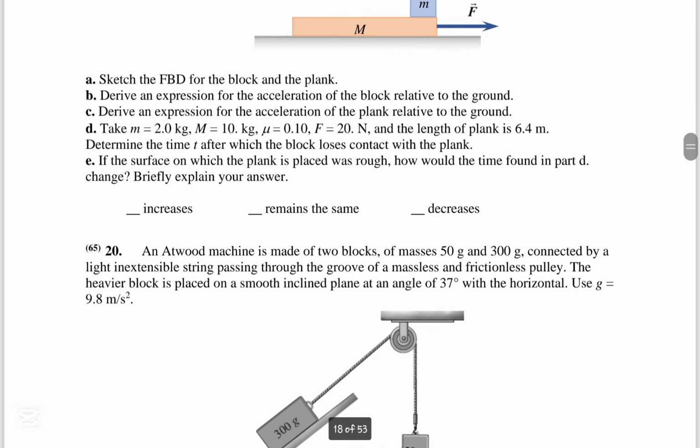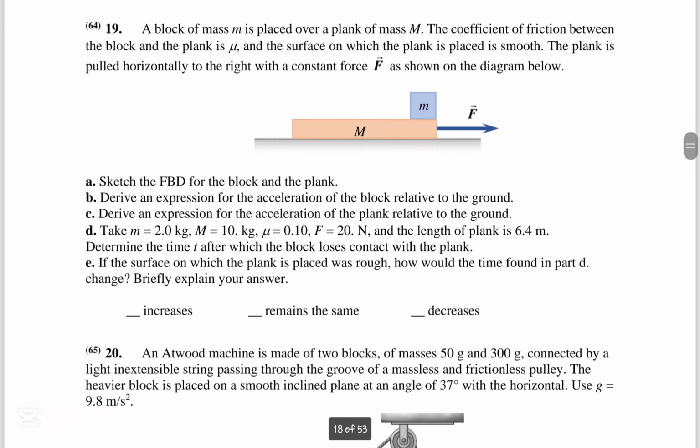We'll now move on to part E. If the surface on which the plank is placed was rough, so now there's going to be additional friction, how would the time found in part D change? Very simply, we know that the additional friction that is directed leftwards on the plank will decrease the acceleration of the plank. If the acceleration of the plank decreases, then the relative acceleration decreases. So what would happen? My time would increase. So my time increases. That's my answer.